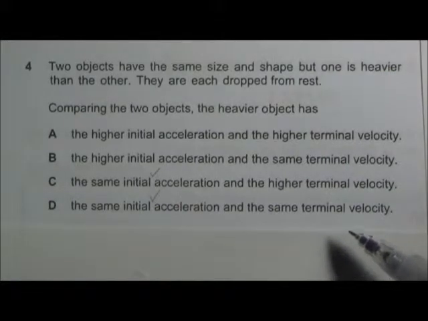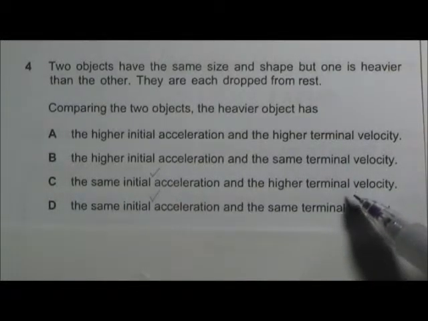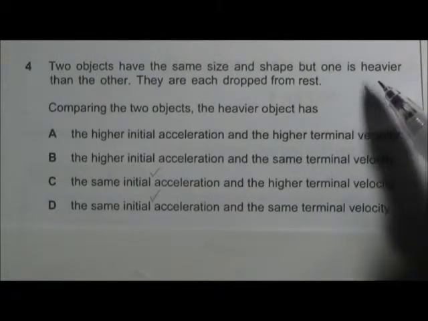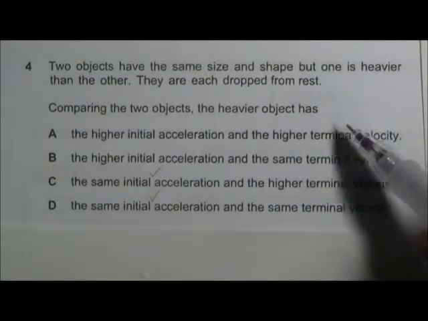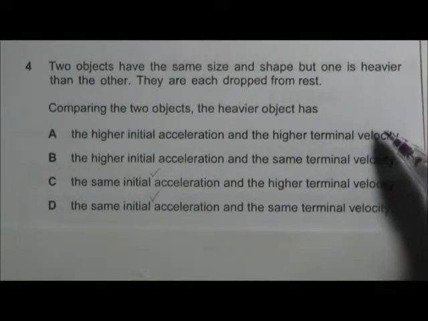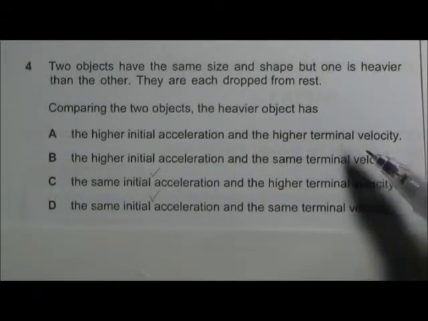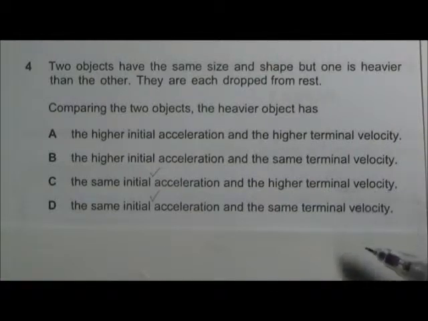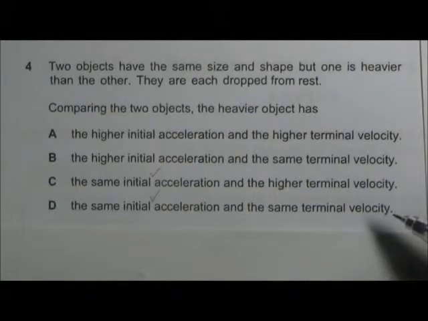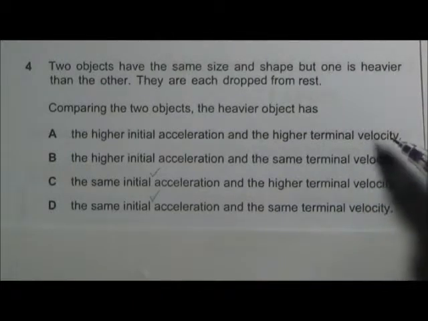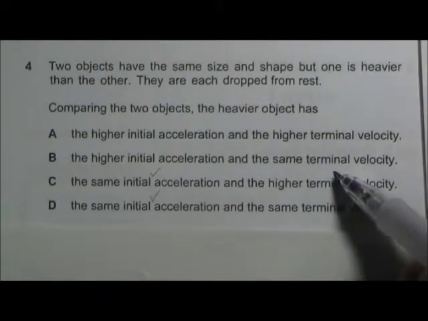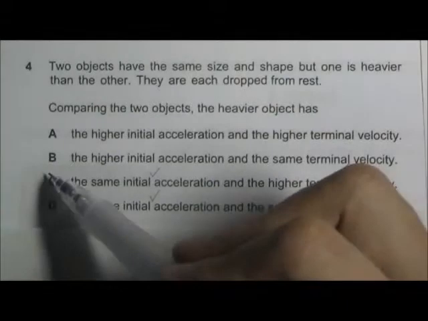And in order for them to reach terminal velocity, the air resistance must cancel out the weight. Because the heavier one has a larger weight, it will require a larger air resistance to cancel it out. As we know, as the speed increases, the air resistance will increase. So in order to have a larger air resistance to cancel out the weight of the heavier object, we will require a higher terminal velocity. So the answer should be C.